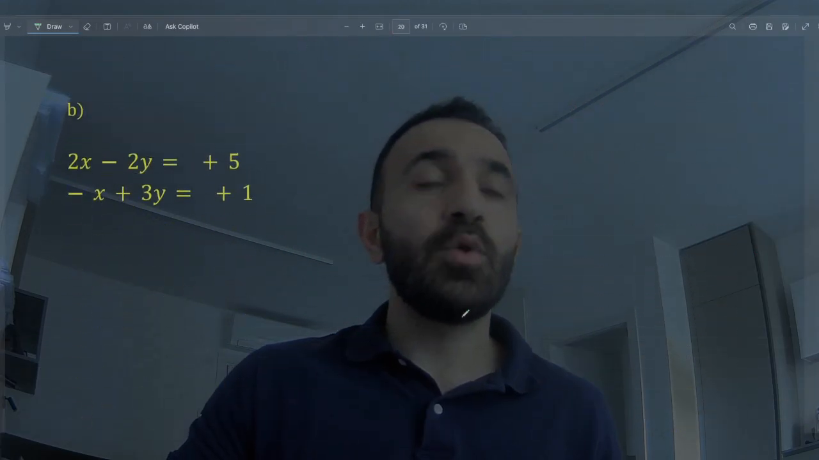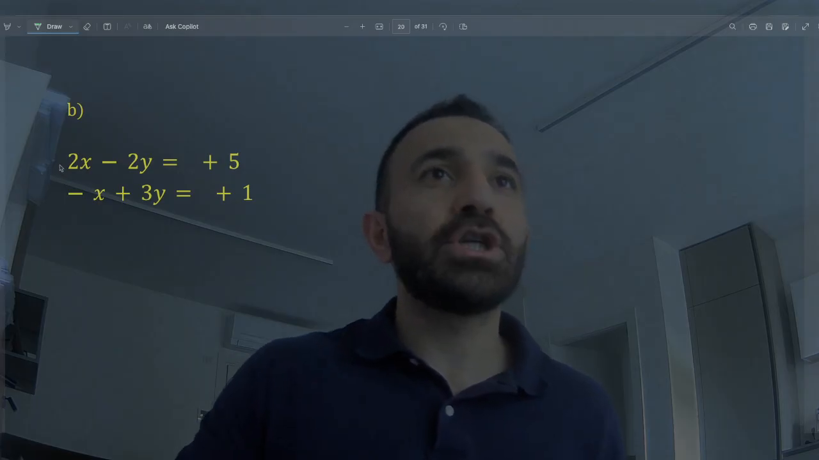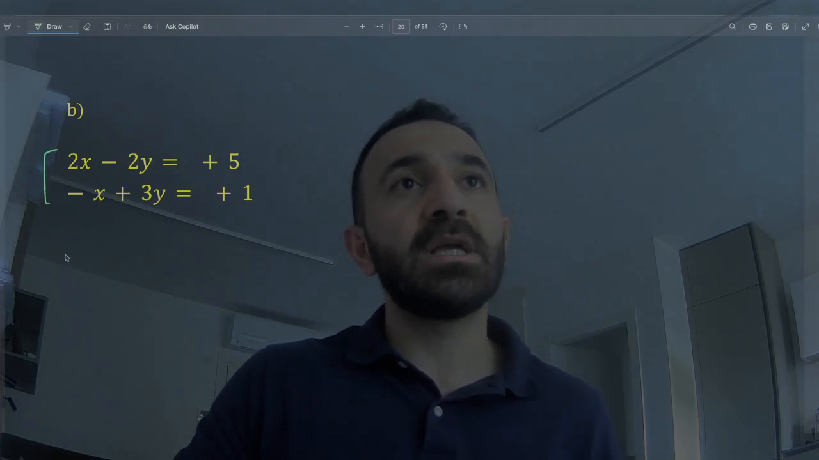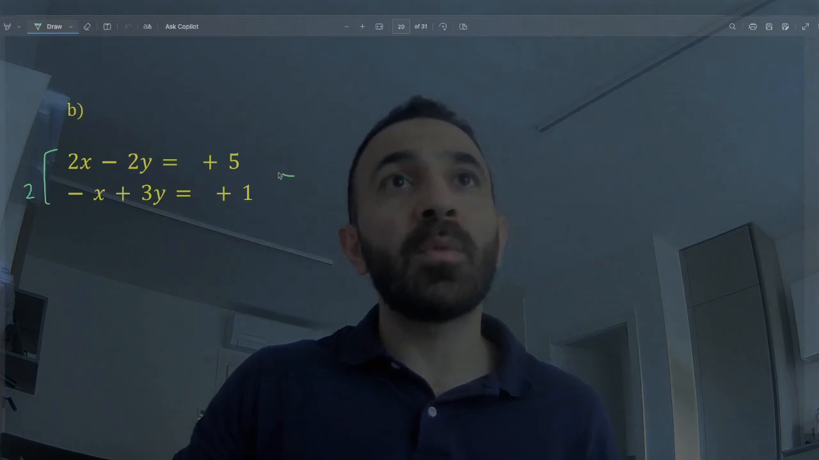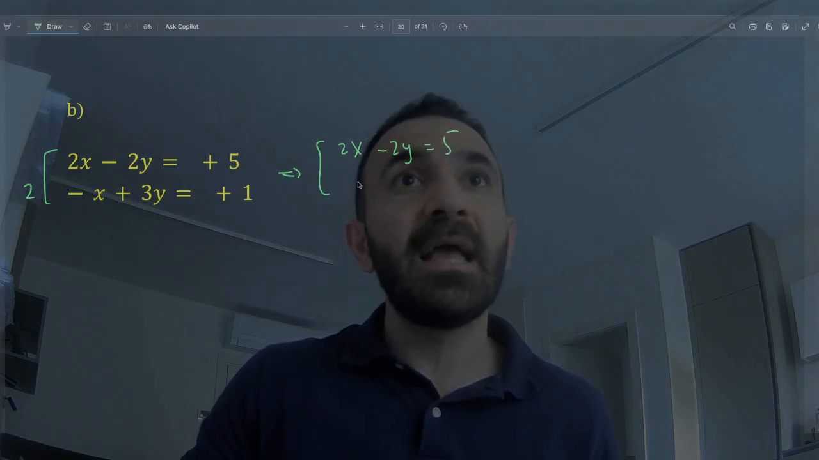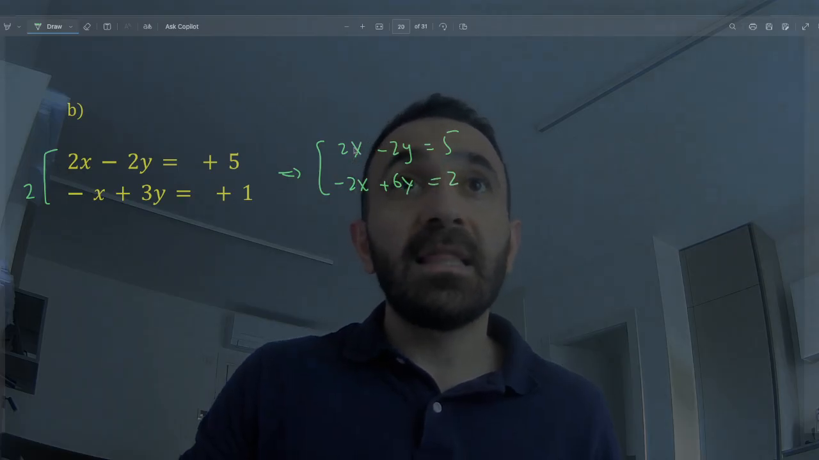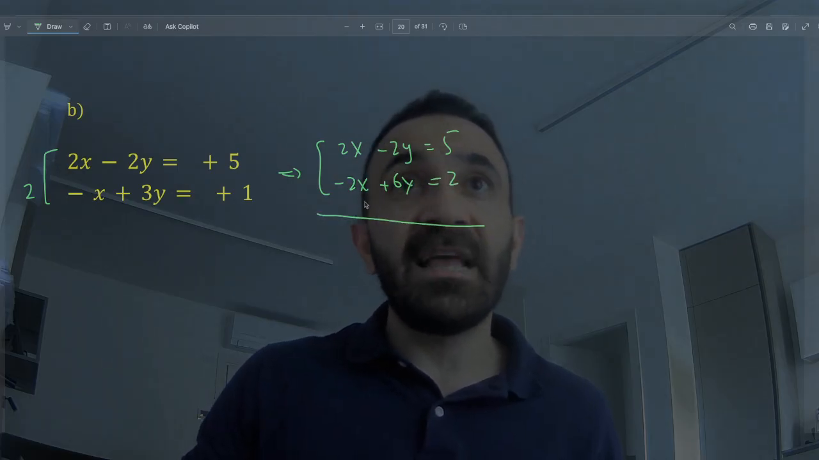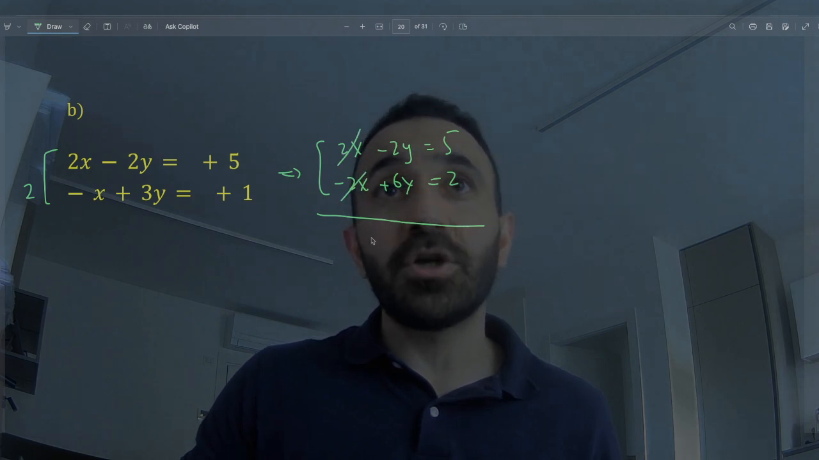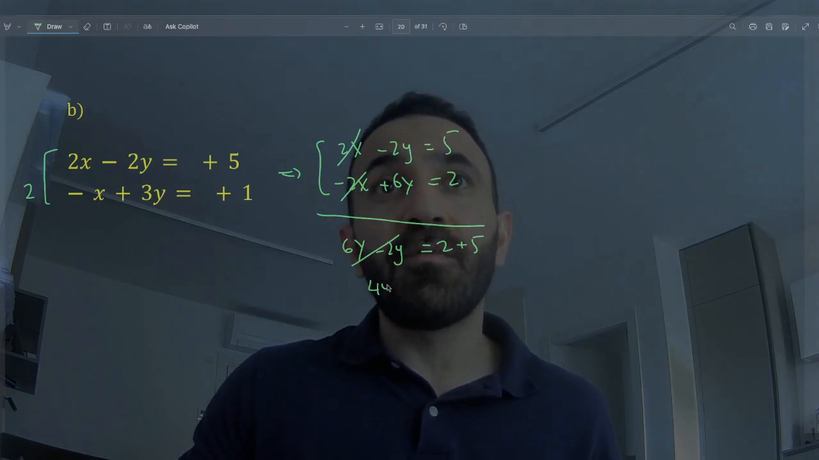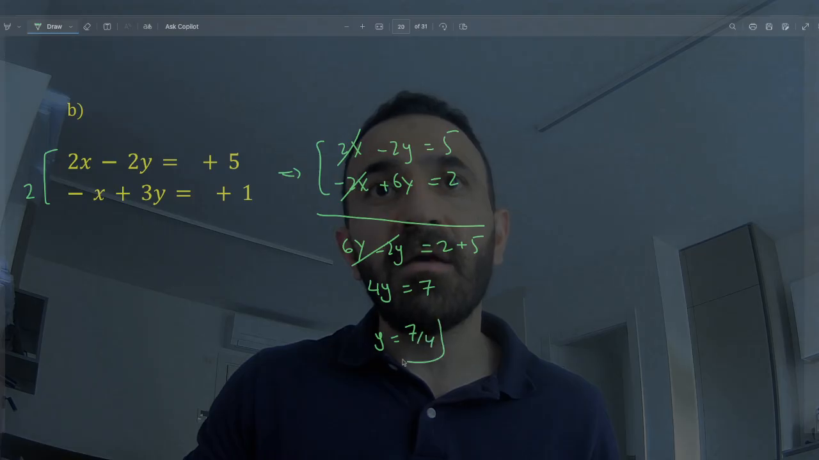Now, let me do this by elimination. Okay, so look at this equation. If I multiply this by 2, I'm going to have a new equation. So 2x minus 2y equals 5. And I'm going to have minus 2x plus 6y equals 2. Now, if I add up the right and the left sides, minus 2x and 2x cancel each other out. So 6y minus 2y equals 2 plus 5. 6 minus 2, 4y equals 7. So y equals 7 divided by 4.